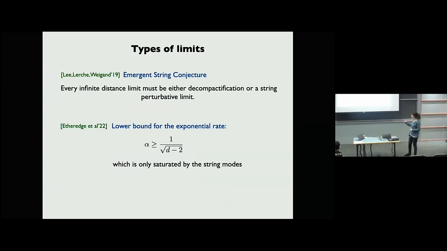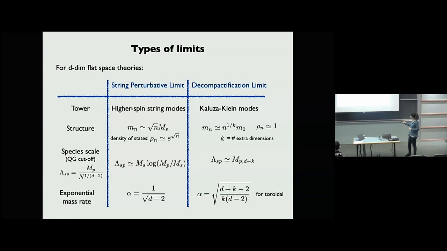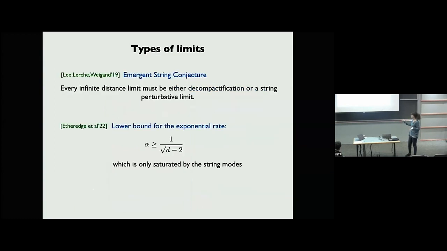Okay, so these people, based on this and string theory examples, propose this bound for the exponential rate, which is just, as you can see here, the value for the critical string, because Kaluza-Klein towers have a larger value of alpha, so this is always larger than this. So you could say that this is the bound and it's saturated when you have a string perturbative limit. Okay.